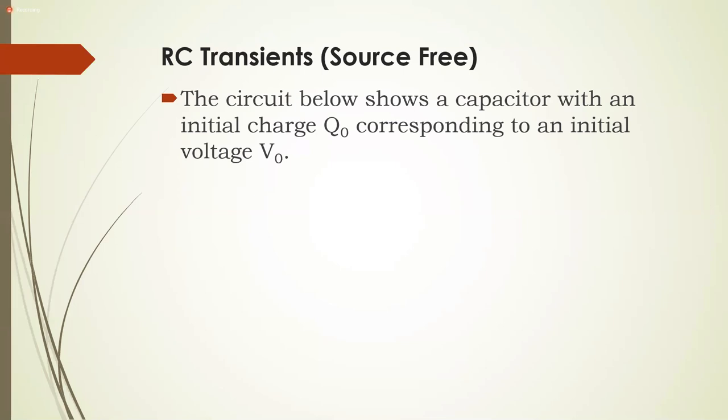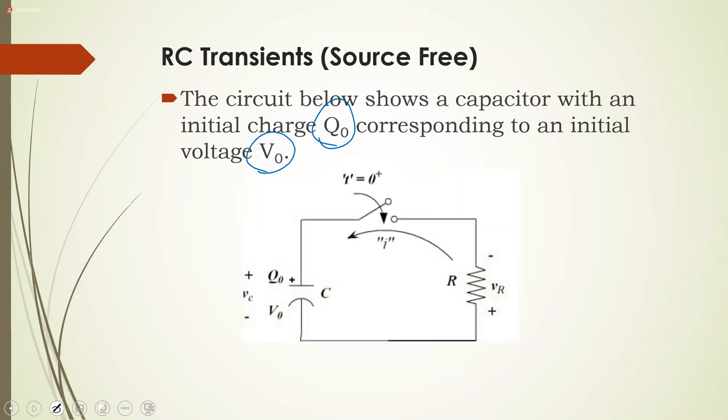So here we have a circuit which shows a capacitor with an initial charge Q0, and that Q0 corresponds to an initial voltage V0. Important, we want to note the charge, that's the original charge, and that is the initial voltage. So here's my capacitor. It's charged to Q naught, which corresponds to V naught.